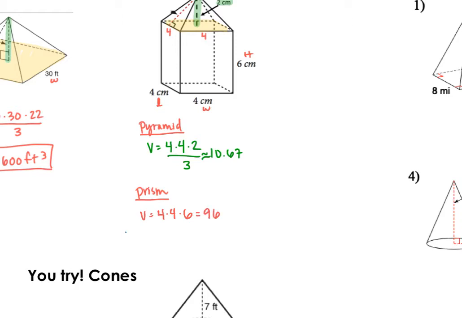So now to find the total volume, since it's a composite figure, we're just going to add those together. So 10.67 plus 96 should get 106.67 centimeters cubed.